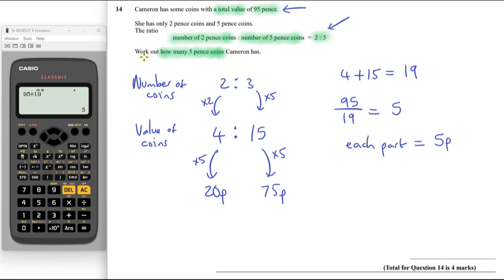Now, what it's asking us is to work out how many 5p coins Cameron has. So our answer is not 75, that's the value. So how many does he have? Well, he's going to have 15, because 15 times 5 is 75. We know that the value is 5p each, and if we've got 75p in total, 75 divided by 5 is 15. So there are 15 5p coins.